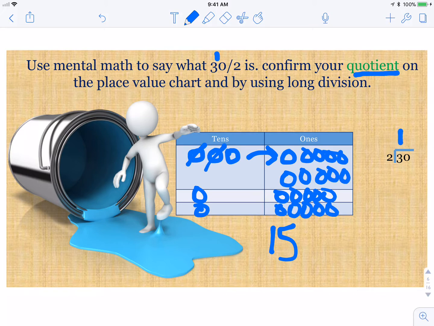2 goes into 3 once. 2 times 1 is 3. Subtract it. Oh, what am I doing? That's not right. 2 times 1 is 2. 3 minus 2 is 1. Bring down the 0. You have 10. 2 goes into 10 5 times. 5 times 2 is 10. Subtract it. 0.